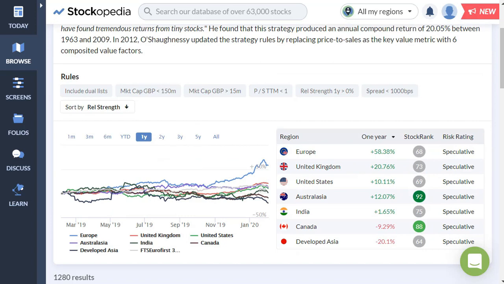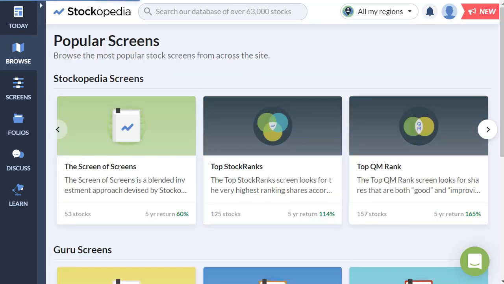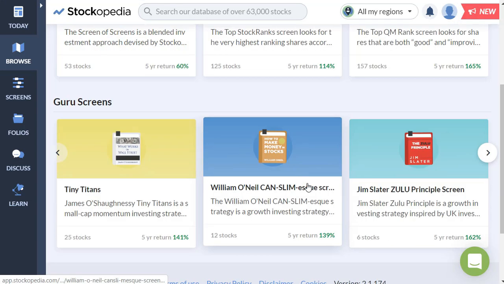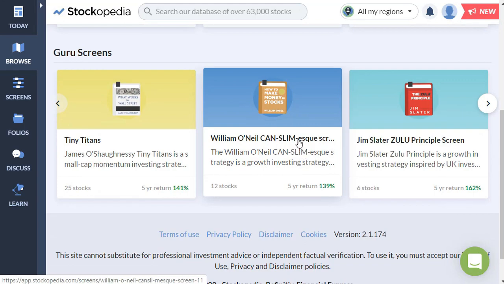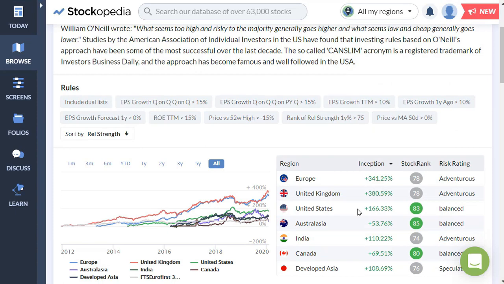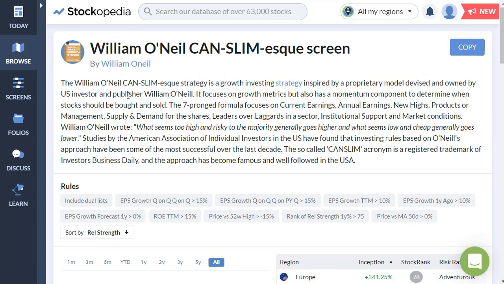But again, this is about how to get the good investment ideas. Also here you can see the CANSLIM, William O'Neill. Some of you might have read the books from William O'Neill. Those are some very good reads.